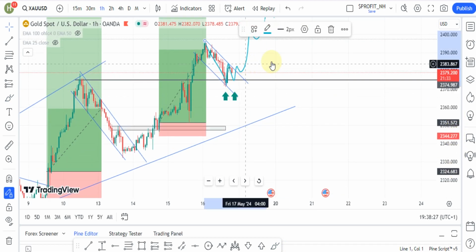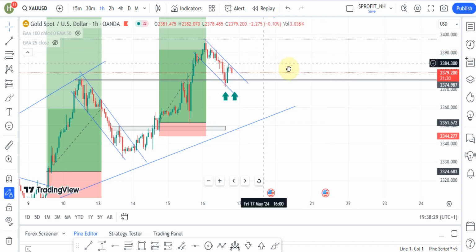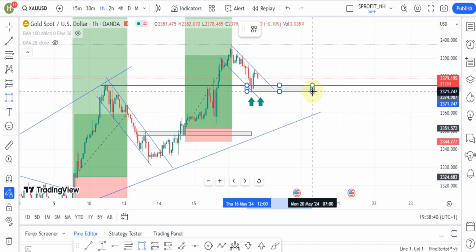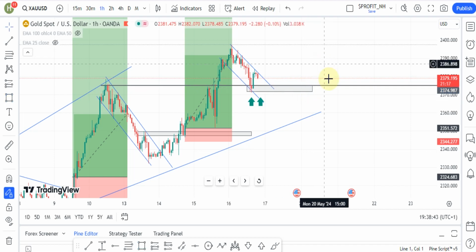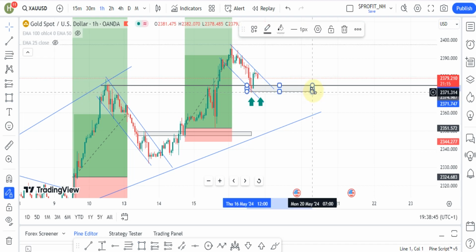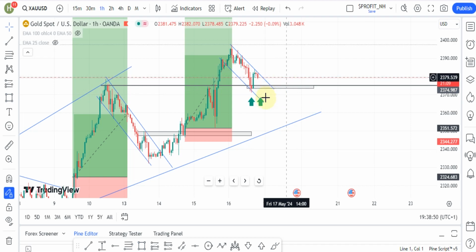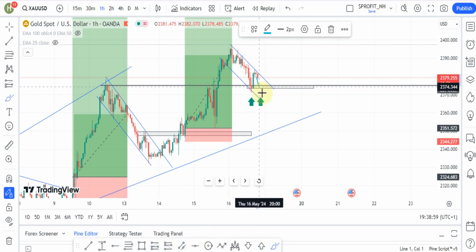Let me delete this one first. So this is another possible scenario that should happen if the market doesn't behave as expected. If the market does take out this lower low that it did create at this point, then I'm expecting the market to continue pushing to the downside. If it does take out this lower low, so if the market does come down and takes out this lower low, I'll expect a retest. Then the market will push all the way to this area.